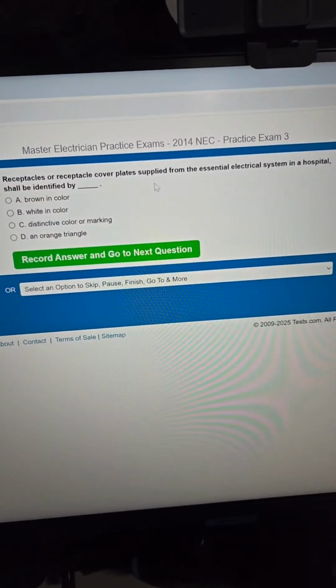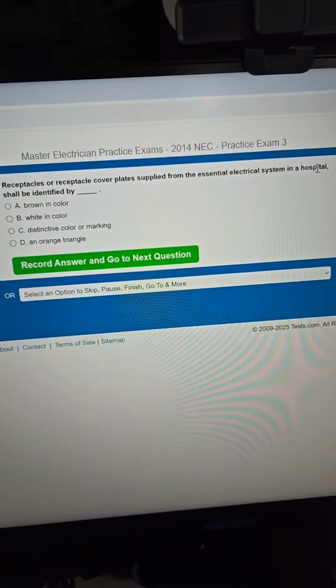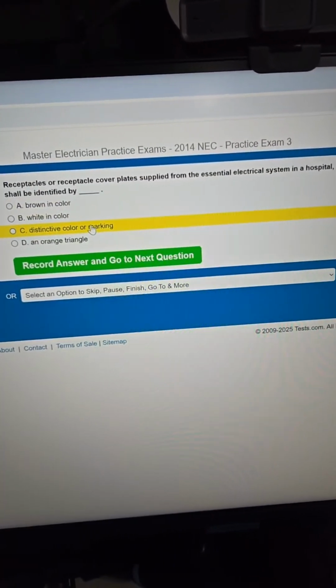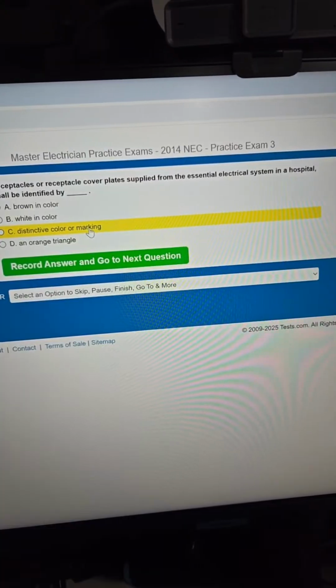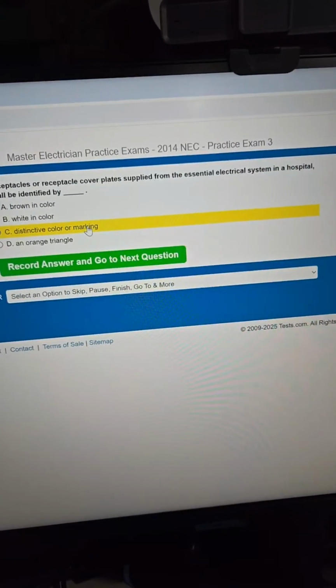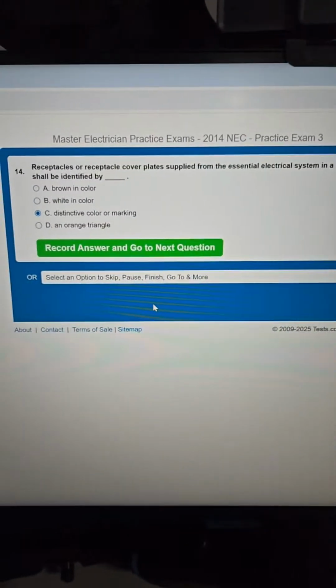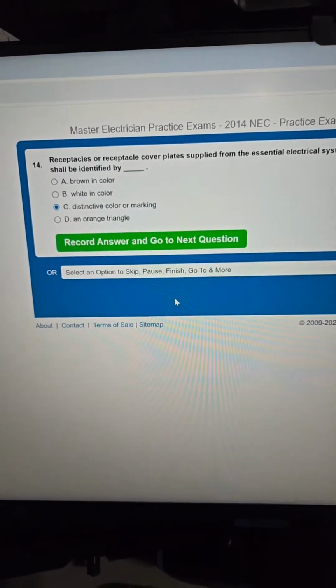Receptacles or receptacle cover plates supplied from essential electrical systems shall be identified in... Oh, I'm about to learn something. I'm about to learn something. I thought they had to be red.